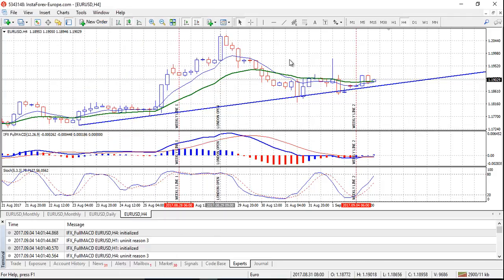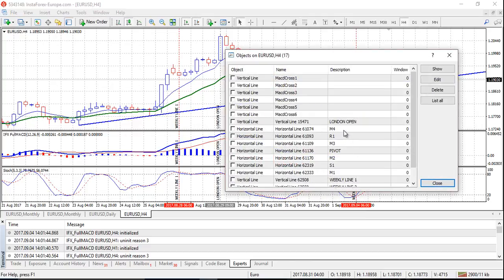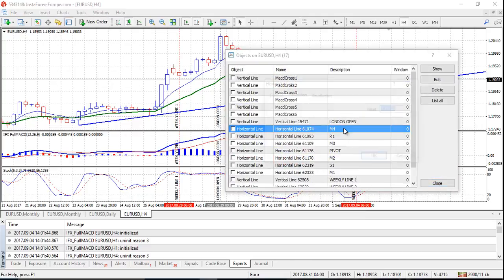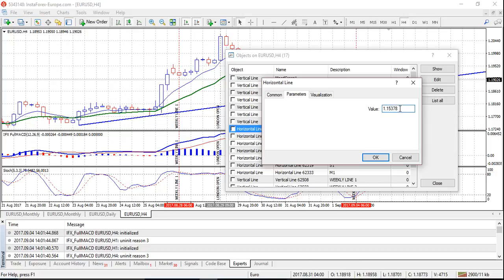So I want to plot my M4 now. I come here, I click, I go to object list. You can see my M4 here. So I'll open my M4. This is M4 here. This is the value. These are the pivot points. See the value here, 21172. So I'm going to enter it here.